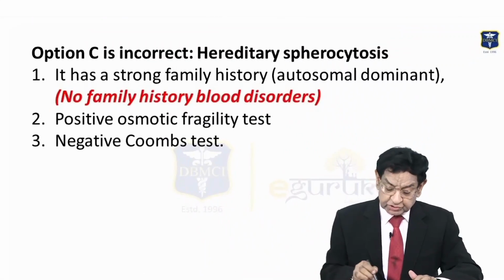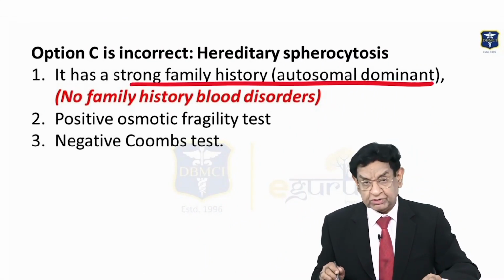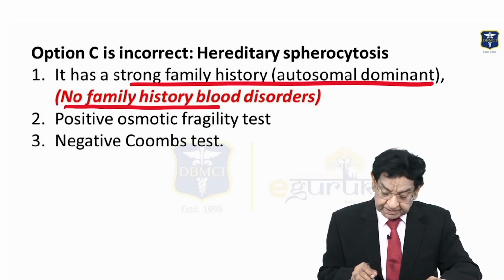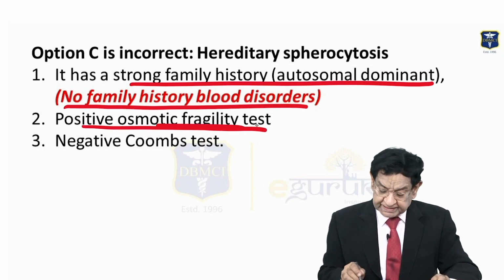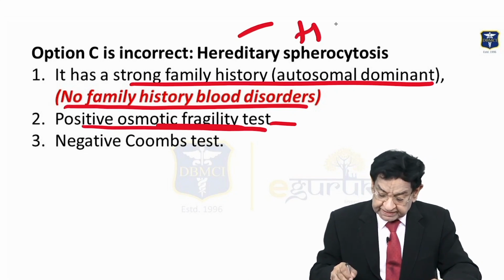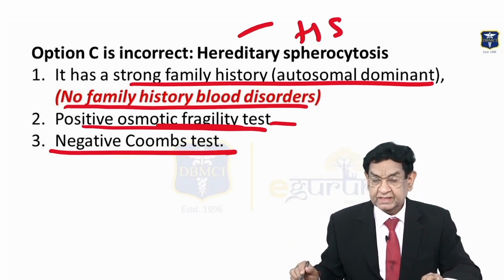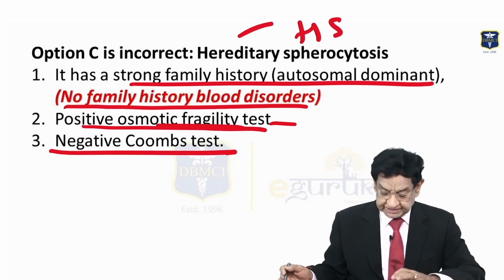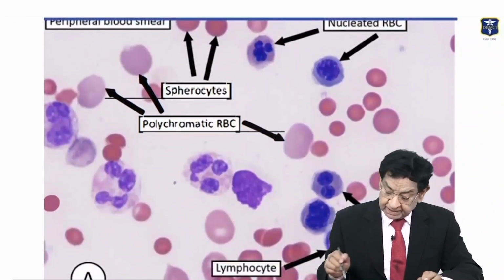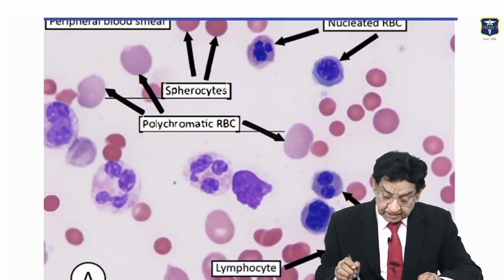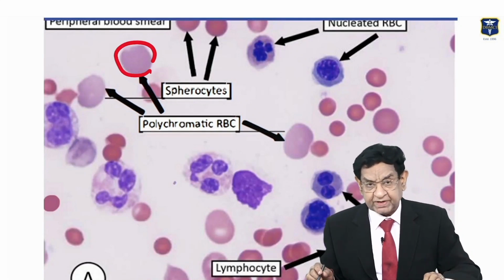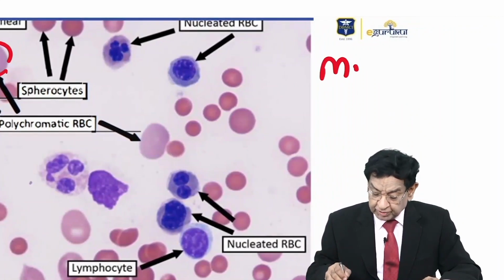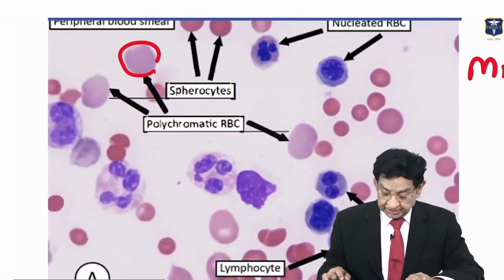Hereditary spherocytosis has a strong family history. Why? Because it's autosomal dominant. But in our patient, there is no family history of blood disorder, which rules it out automatically. A positive osmotic fragility test is one of the most accurate tests to diagnose hereditary spherocytosis, what we write as HS. A negative Coombs test automatically rules out HS. This is typical, you can see spherocytes, and they are fairly big in size in contrast to the previous picture, where we saw microspherocytes that were even smaller.